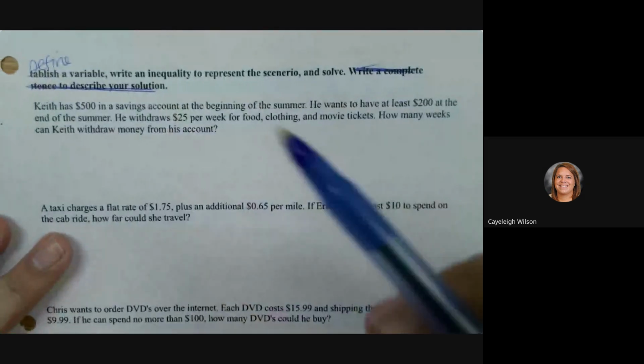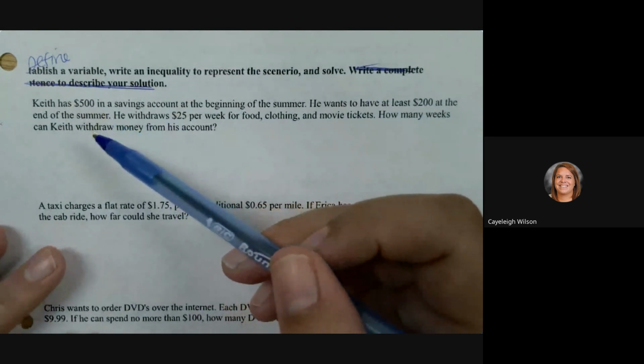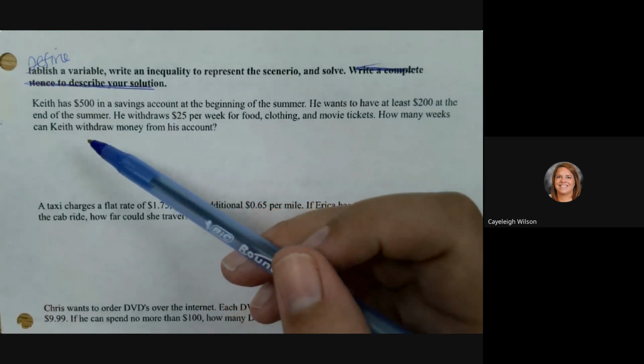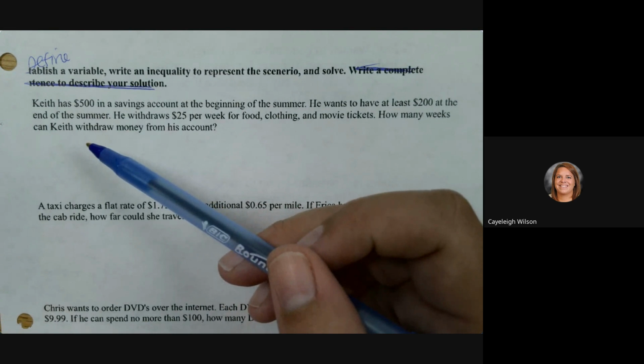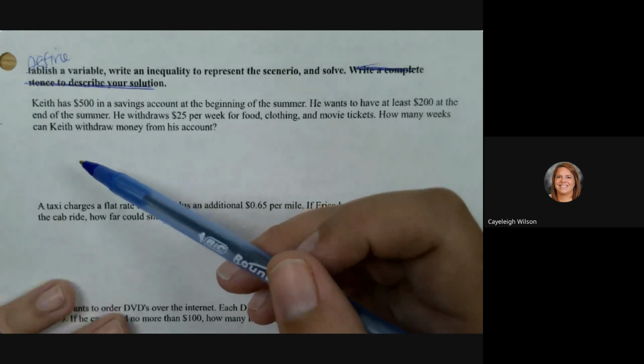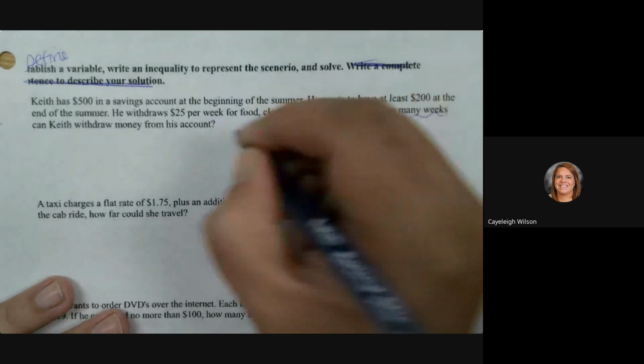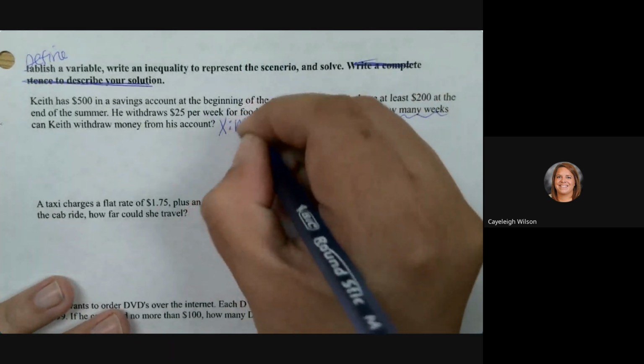All right. So the first one says, Keith has $500 in a savings account at the beginning of the summer. He wants to have at least $200 at the end of summer. He withdraws $25 per week for food, clothing, and movie tickets. How many weeks can Keith withdraw money from his account? So I go to the question, and the question's asking me to find what? How many weeks? So I'm going to define my variable and say X is going to be weeks.